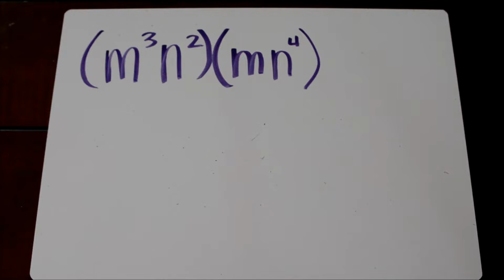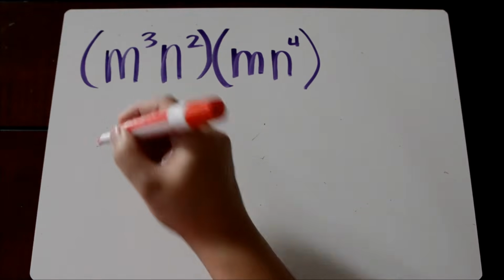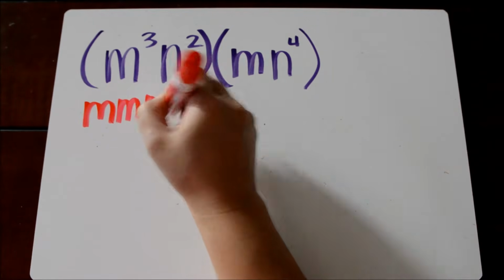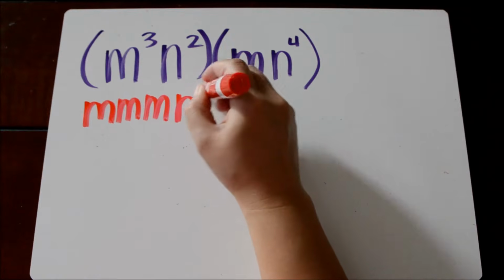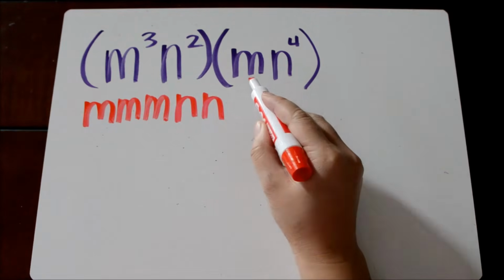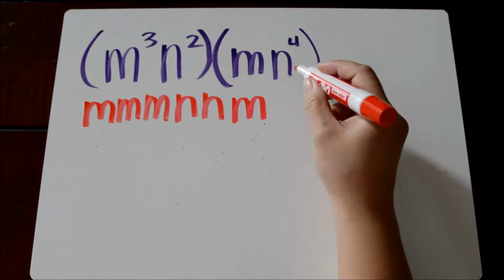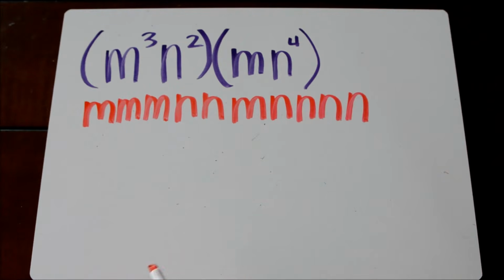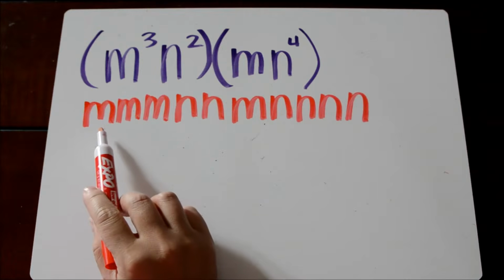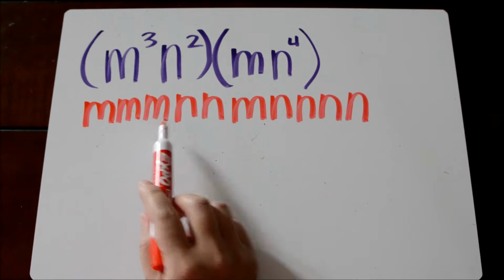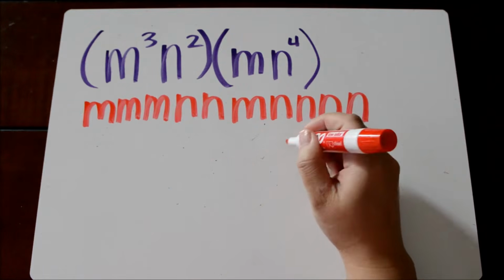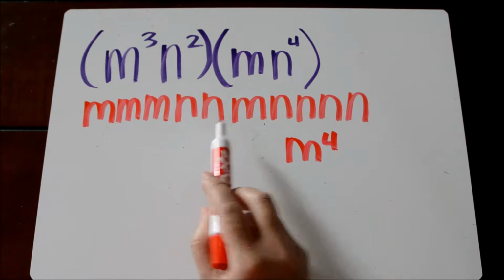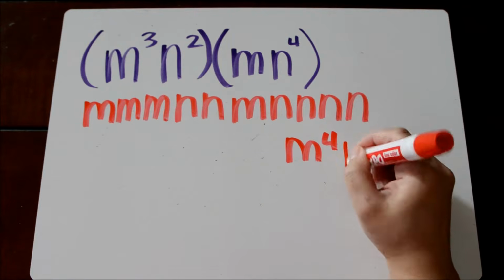Here, if we expand, we will get m times m times m times n squared, which is n times n. Here, there's a single m, and then n times itself 4 times. So we've expanded our variables here based off of the exponents, and now we just count them up. We have m times itself 4 times, and then n times itself 6 times.